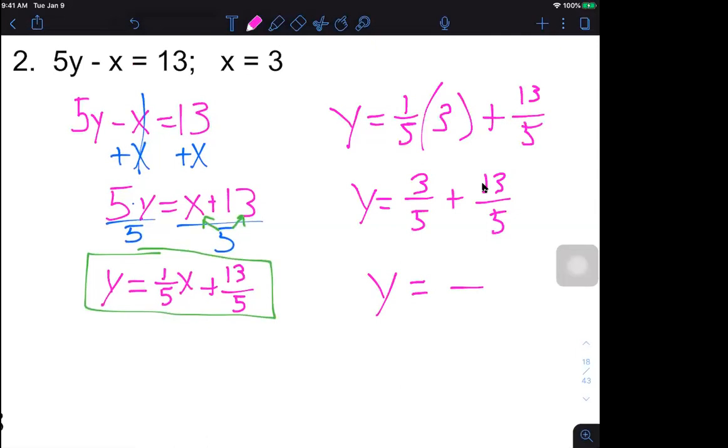$3.2. Okay, let's do it just in fractions. So 3 plus 13 gives us 16/5. Awesome, you got it. And that's it. That's our other answer. So that's our 2 parts to the problem. We have our equation on the left, and then once we plug in on the right. Any questions on those 2?